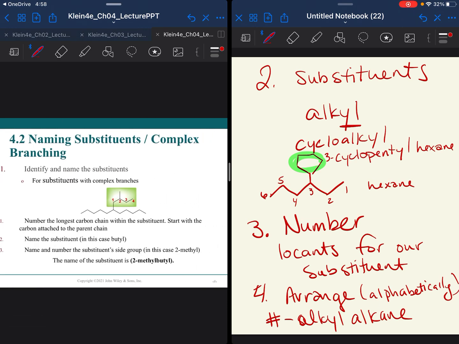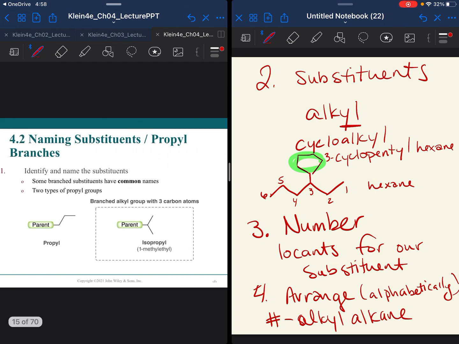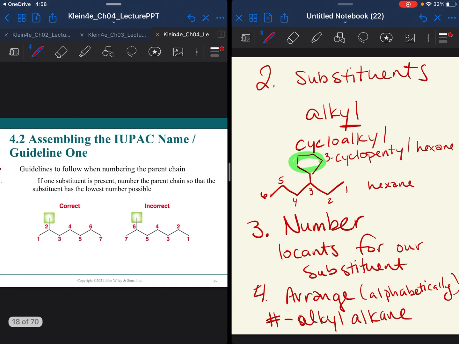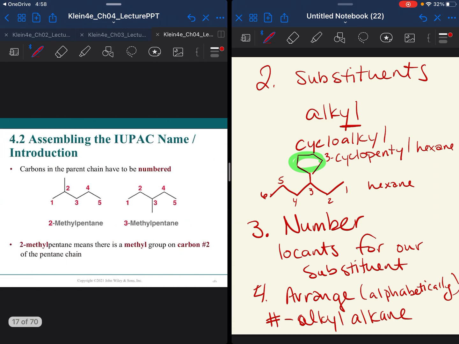Sometimes we will have complex substituents, and I'm going to take that in the next video. So I want to skip that for just a minute. So we're going to run past a couple slides. We'll address that in the next video. I want to make sure that we understand the numbering here.